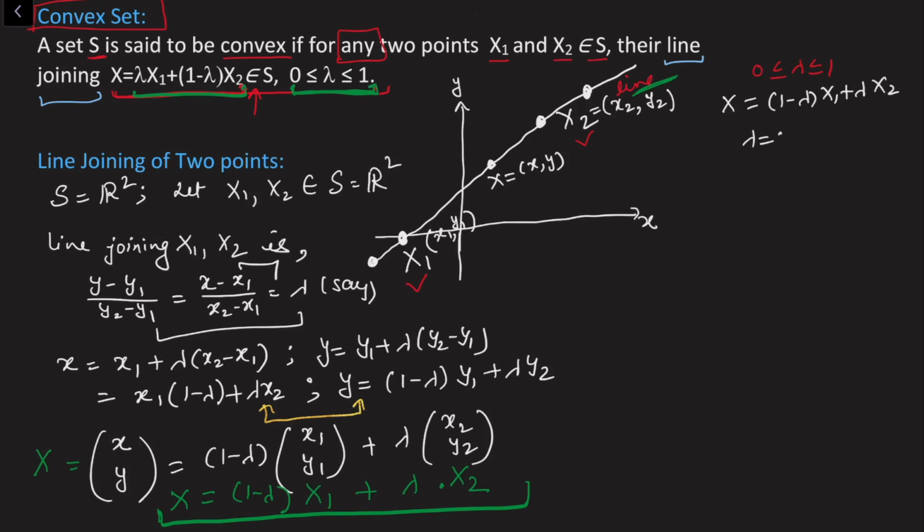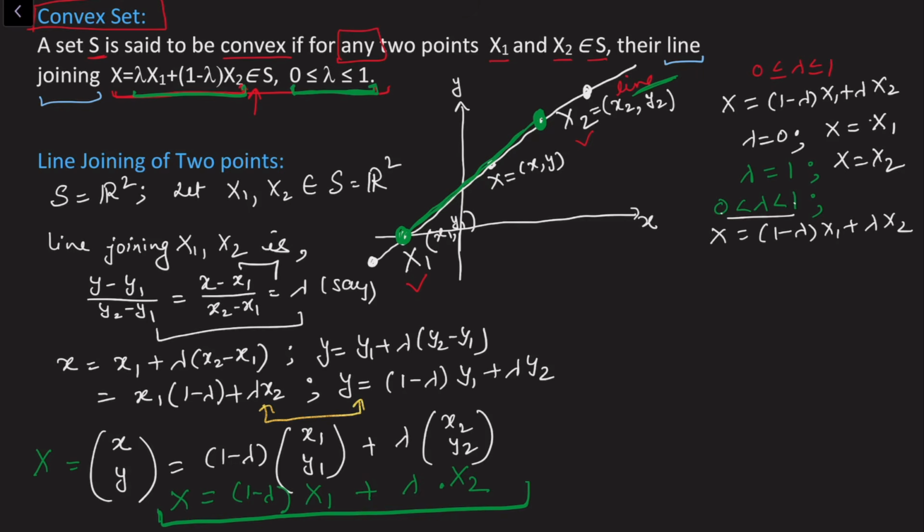If lambda is equal to 0, capital X is x1, so that means we are at this point. And whenever lambda is equal to 1, the capital X value is equal to x2, so that means we are here at the point x2. For all other values of lambda lying between 0 and 1, we get X is equal to (1 minus lambda) times x1 plus lambda times x2. And for these values, this capital X point will lie on this line segment.